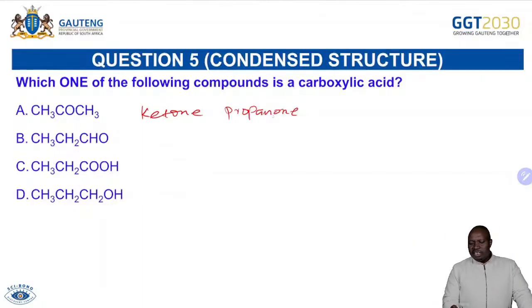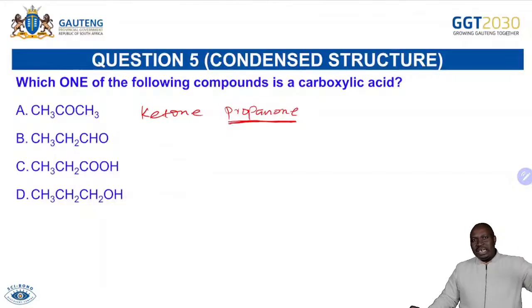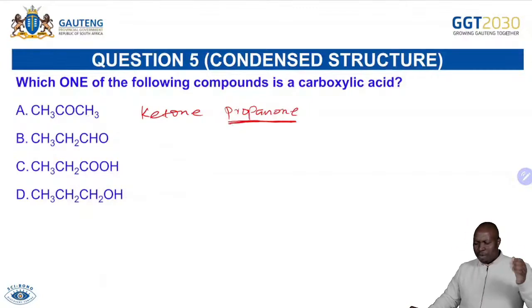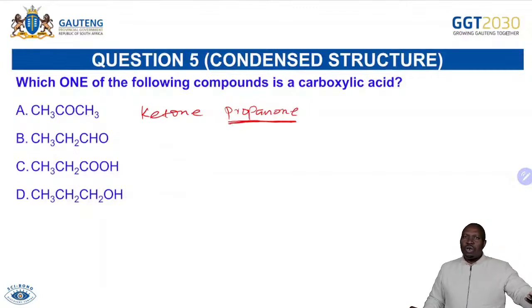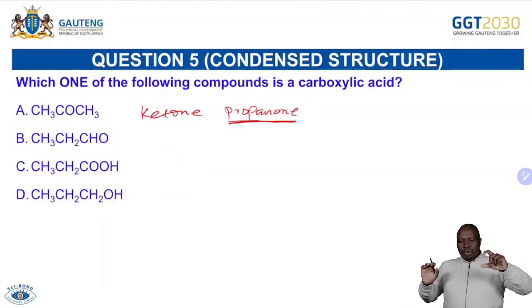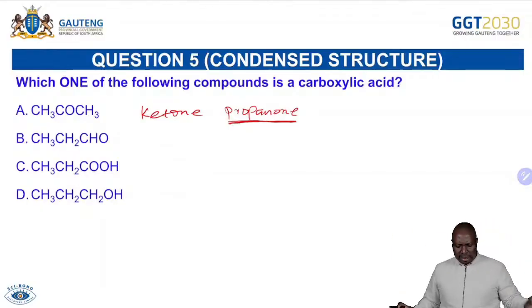Remember, you don't have to indicate the position of the functional group, the C double bond O, because there are no positional isomers there. So you just call it propanone. That is fine. You don't have to say propan-2-one, because there is no other propanone in this world. There's only one propanone. It doesn't have a positional isomer. So you will just refer to it as propanone. Remember, when you indicate the number, you are differentiating it from another homologous series. Now let's look at number B then.